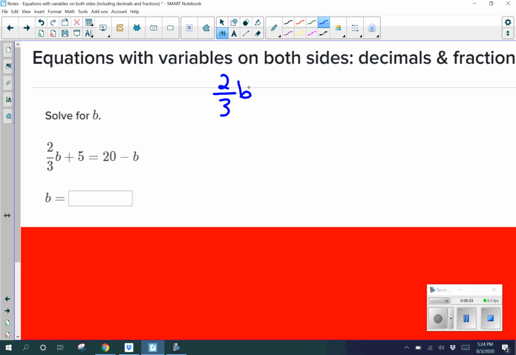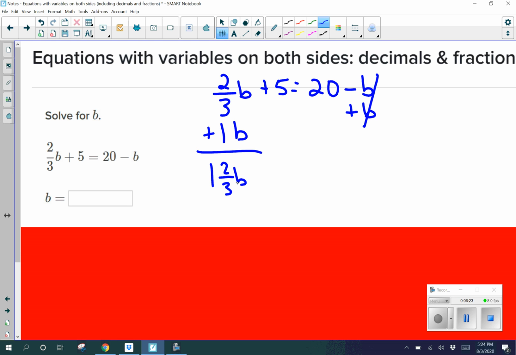So we've got 2/3 b plus 5 equals 20 minus b. Okay, so I'm going to add b on both sides. So really we're adding 1b. Well, 1b plus 2/3 b is 1 and 2/3 b. But rather than writing it as a mixed number, let's write it as an improper fraction, which is going to be 5/3 b. Okay, so that leaves us with 5/3 b plus 5 equals 20.